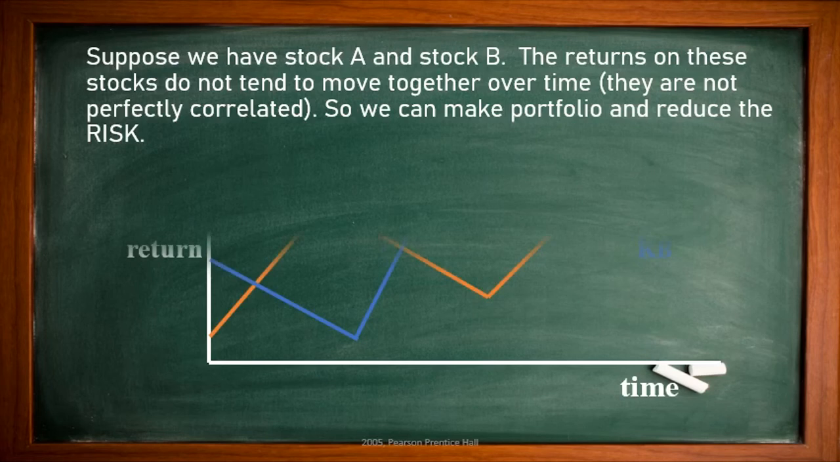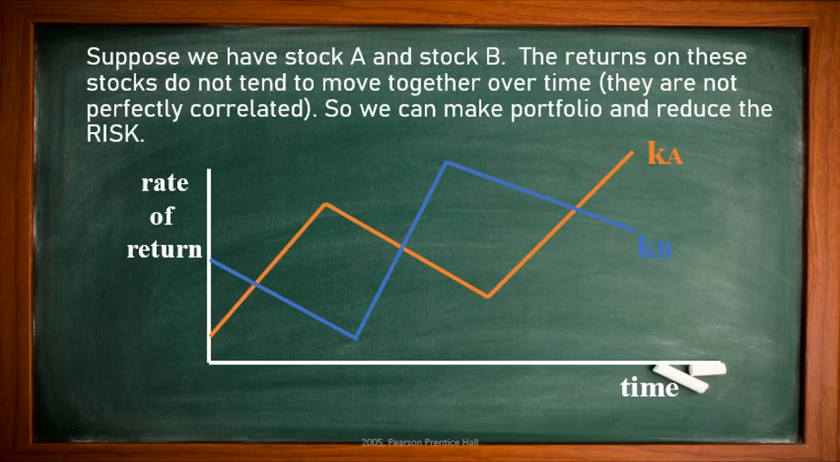Now we'll examine this. We have a rate of return and a timeline over here. You can see two lines, one in orange and one in blue. These are two investment opportunities. Their returns are vice versa. When orange is going up, blue is coming down. When blue is going up, orange is coming down, and so on.